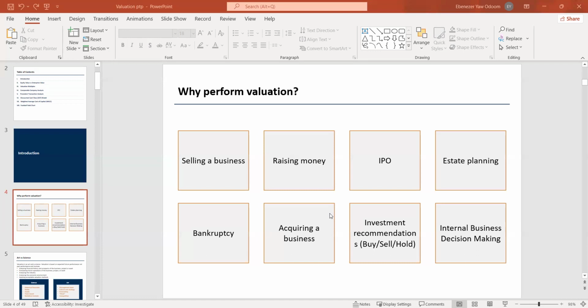And also for internal business decision making. You need to value the business to know whether its enterprise value is moving up or coming down, to add to your decisions, to know what you should do next to get the business going in a particular direction.